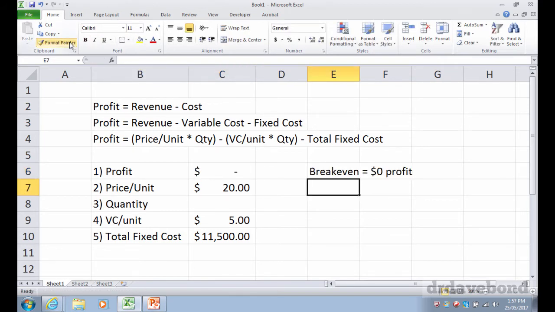All right, so now we've got 4 things. We have profit, we want 0. Price per unit, 20. Variable cost of 5. Total fixed cost, 11,500. That leads to the only thing we don't know is quantity. That's what you guys have to work out for me right now. How many tickets do we need to sell for this show based on that information to break even?